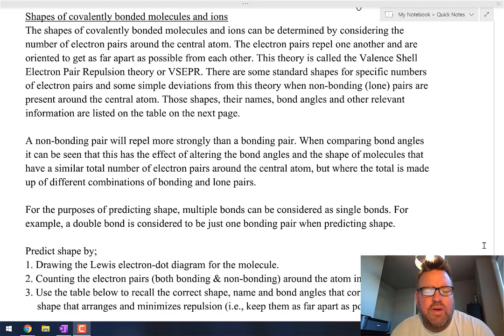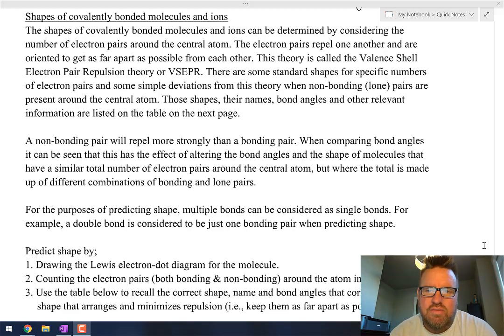Today's video is about the shape of molecules. In our last video, we learned how to draw the Lewis electron dot diagram for a molecule. Once you've drawn that diagram, you can use that information to determine the shape, or what we refer to as the molecular geometry of the molecule.